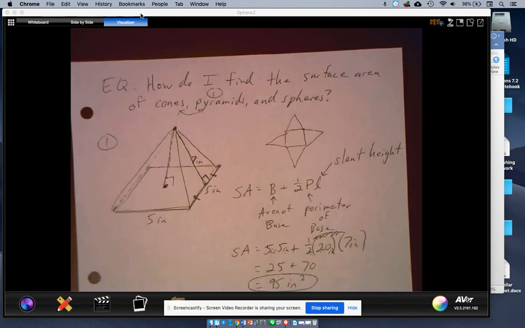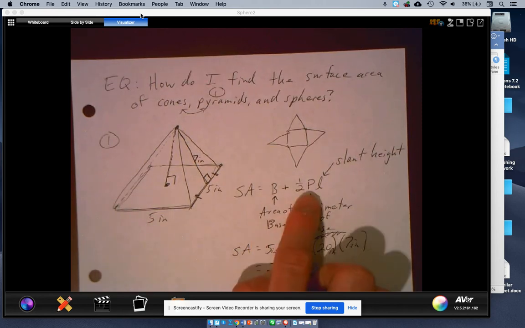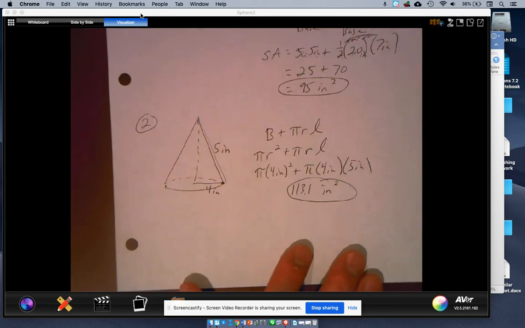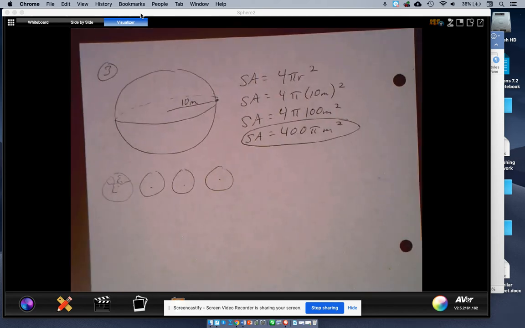So we went over pyramids, area of the base plus half perimeter times slant height. We went over cones, which was pi r squared plus pi r l, which is the base plus the sides. And we did sphere, 4 pi r squared. And you have all these areas. Notice everything is squared with these. When I get into volume, it will be, surprise, surprise, cubed.